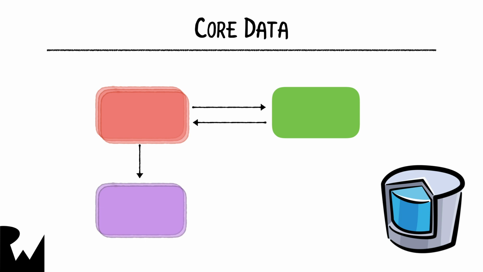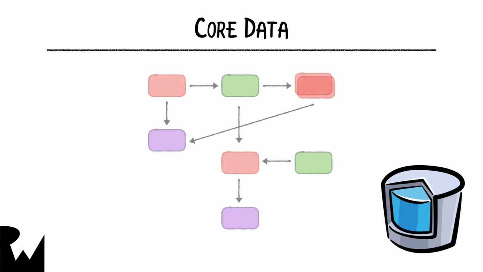As this app grows, the different objects and their relationships to one another start to become more complex. This is what we call an object graph. The various objects in the model layer, along with their relationships to one another and the rules that govern these relationships. This is part of what core data does for you. It manages the object graph.